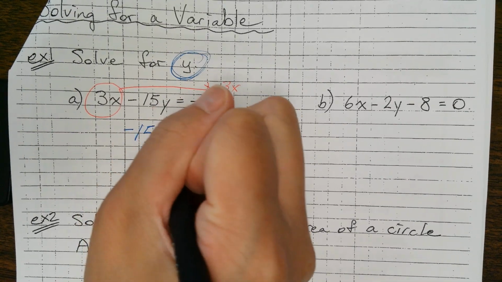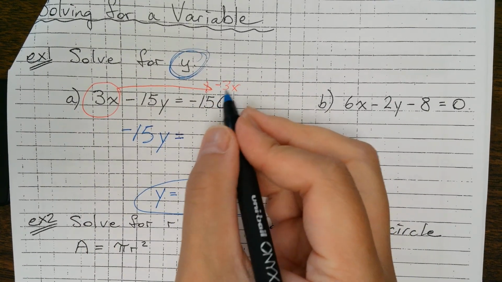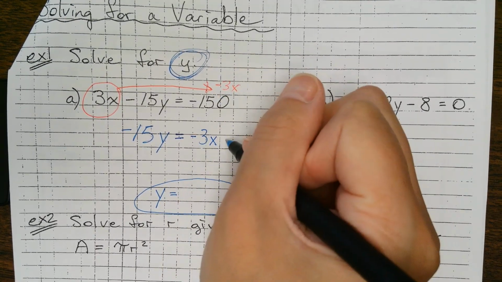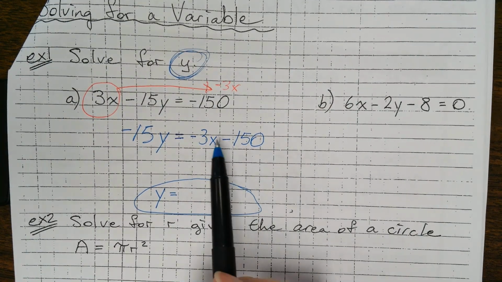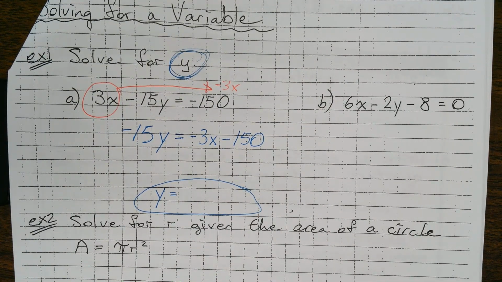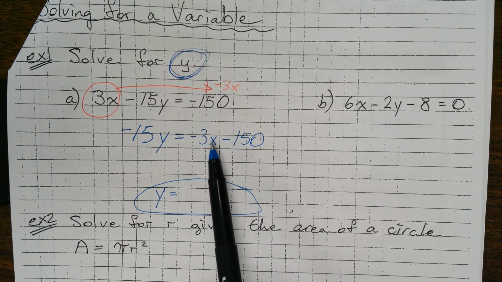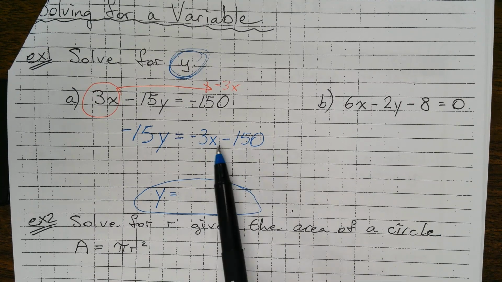Negative 15y equals. Now, it doesn't matter which you put first. I personally like to put the variable first and then the constant last, because later on, when we do y equals mx plus b, you guys will be more used to this format. So technically, I could put negative 150 minus 3x or minus 3x minus 150. Same thing. Okay.